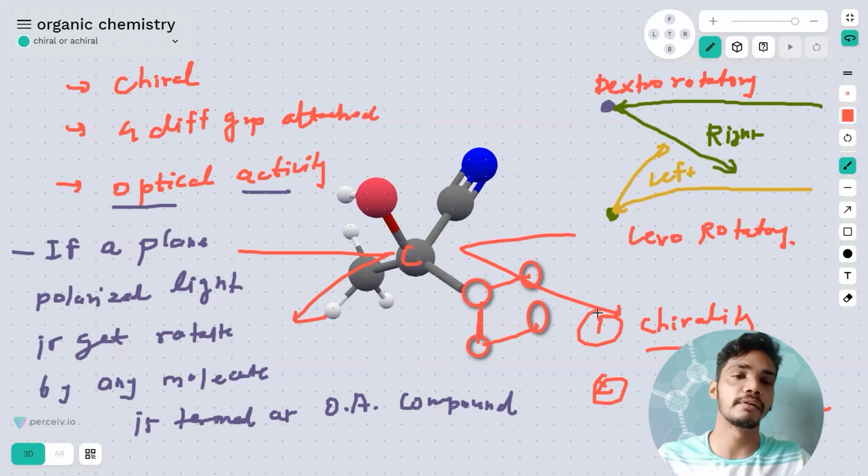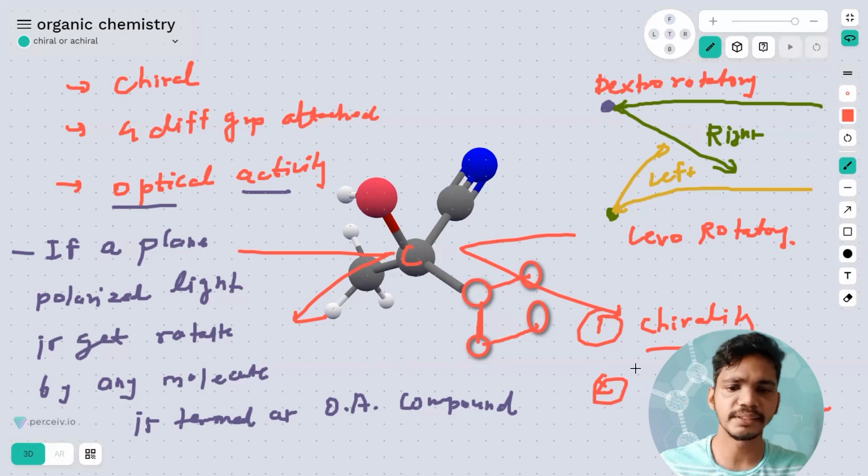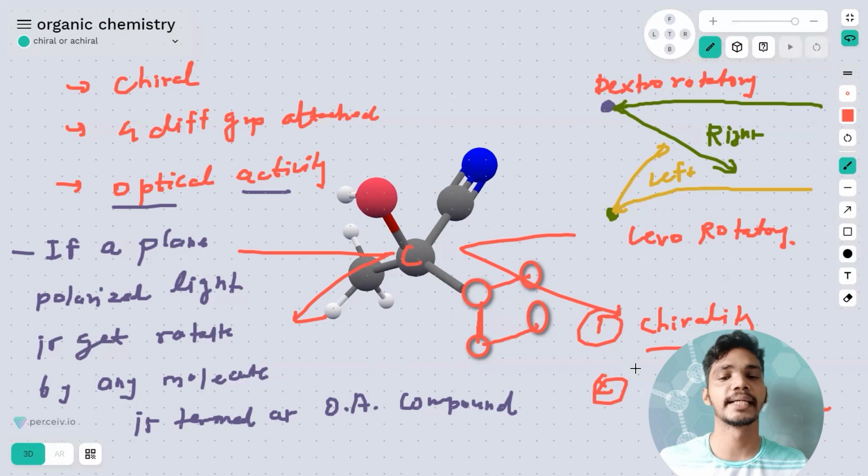So we have covered a very important point, optical activity. What is optical activity? If the plane polarized light is rotated towards the left side or right side, that compound is termed an optically active compound. And for that optically active compound, the very important point is chirality. That molecule has to have a chiral center. Why does it have to be a chiral center? For rotation of the light.